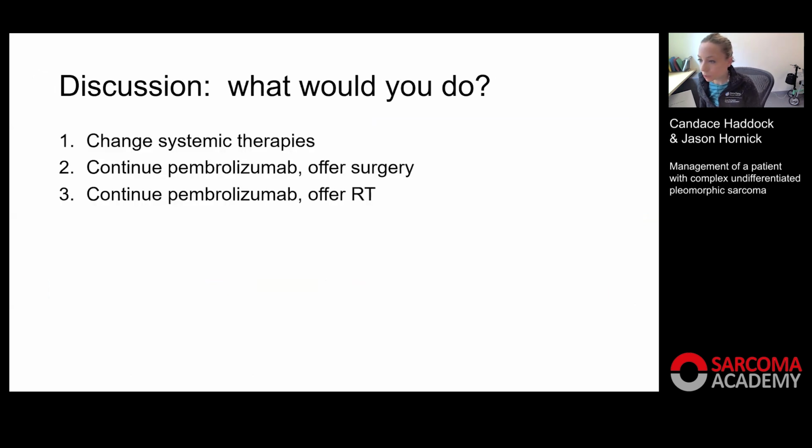So what would you do in this situation where you have good control in the lungs, but one side of disease in the pelvis that's no longer controlled on immunotherapy? Would you change systemic therapies or offer surgery to this site of oligoprogression, or continue Pembro and offer radiation therapy?